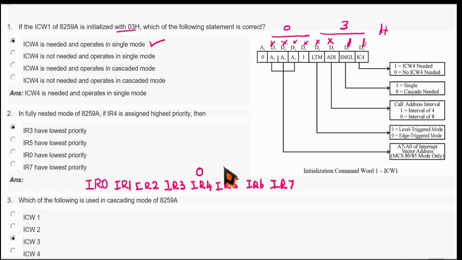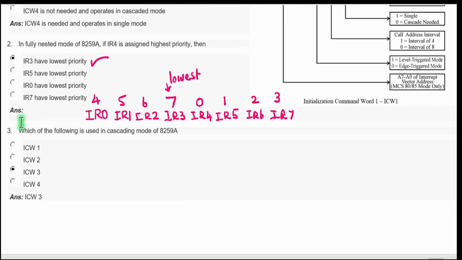If this is 0, this will be 1. This is 2. This is 3. This is 4. This is 5, 6, 7. So in this case, 0 has the highest priority. Then next highest is this one. Like that it is going on. The lowest priority is assigned for this one. It is IR3. So IR3 has lowest priority. Let us see the next question.